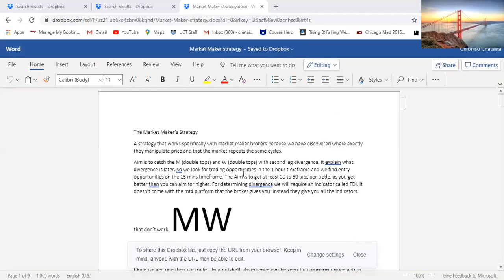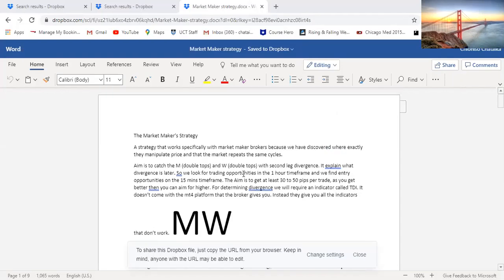Divergence isn't as complicated as it sounds. It's merely a complicated double top and double bottom. So it's an M or a W, except what tends to happen is one point of this M is higher than the other. The M is obviously a sell, so the first leg of the M will be lower than this higher point. And if it's a W, which is a buy, this leg will be shorter than this leg.